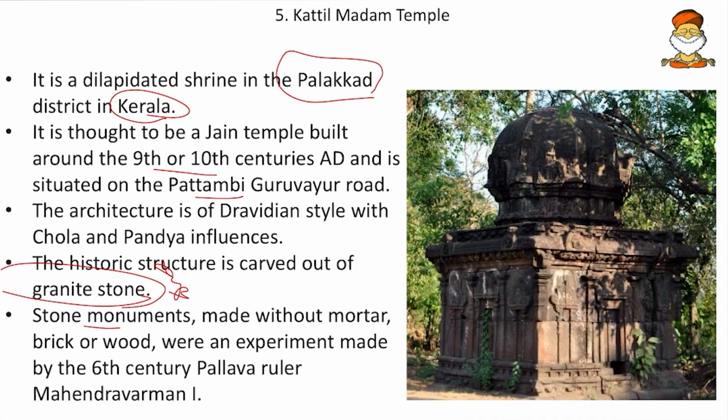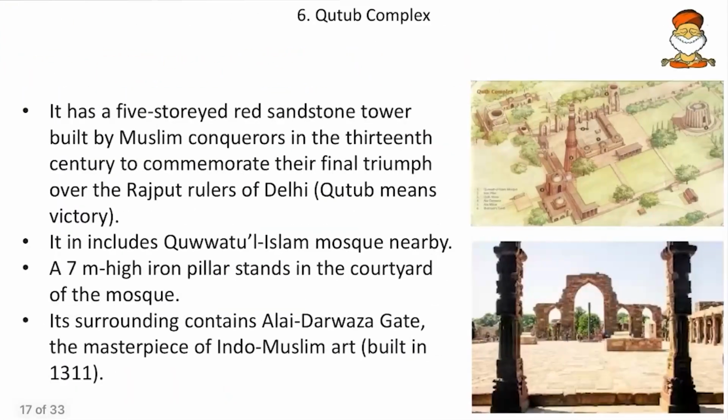And then stone monuments made without mortar, brick or wood were an experiment made by the 6th century Pallava ruler Mahendravarman. So the Pallava kings never used brick and mortar, etc. All those temples they built were only made up of the carving of the stone. So a single rock was cut into the form of a temple. So likewise. And then come to next, the Qutub complex.